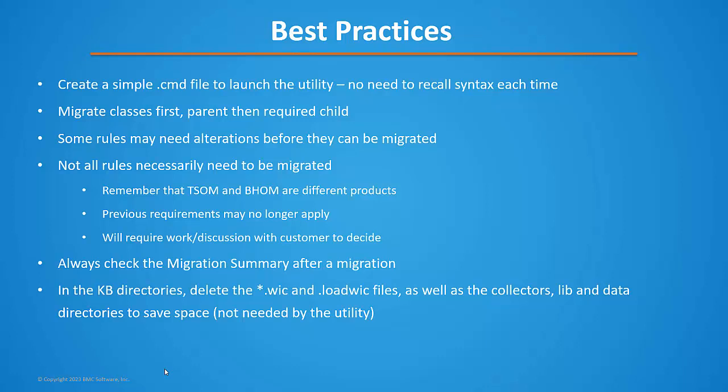So you may not migrate everything. So you don't just need to do a blanket migration. Again, always check, just like I did in the demo, always check the migration summary after a migration. And in the KB directories, you can delete the .wic files, the .loadwic file in the directories, as well as the collectors, the lib, and the data directories to save space, because those aren't needed by the utility.